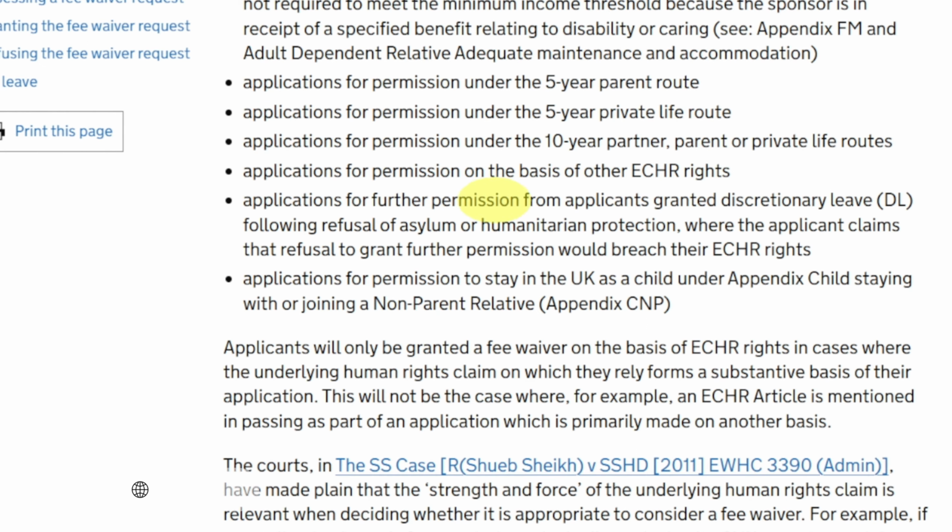Further, it says application for further permission from applicants granted discretionary leave following refusal of asylum or humanitarian protection. Application for permission to stay in the UK as a child under Appendix Child. So only these applications can apply for the fee waiver. Applicants will be granted a fee waiver on the basis of ECHR rights in cases where the underlying human rights claim on which they rely form a substantive basis of their application. This will not be the case where, for example, an ECHR article is mentioned in passing as part of an application which is primarily made on another basis.